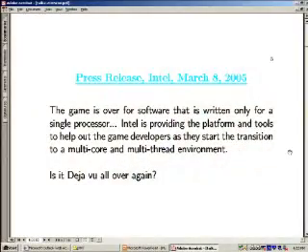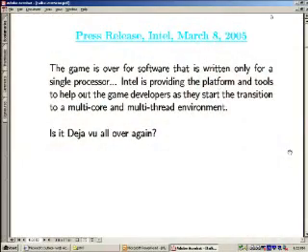Okay. Let me further drive home a point about how relevant these things are in real practice. Let me quote a press release from Intel from 2 weeks ago. They wrote the following: the game is over for software that is written only for a single processor. Intel is providing the platform and tools to help out the game developers as they start the transition to a multi-core and multi-thread environment.